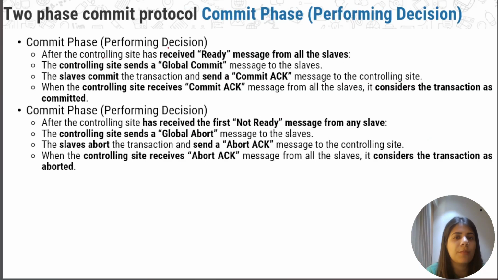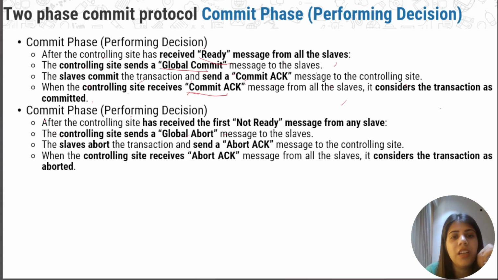The commit phase, which means the performing decision phase: after the controlling side, which is the coordinator, has received the ready message from all the slaves, the controlling side sends a global commit, which means now everyone has to perform the commit, and it is sent to all the slaves. The slaves commit the transaction and then send an acknowledgement, which means a commit acknowledge message, to the controlling side. When the controlling side receives the commit acknowledge message from all the slaves, it considers that the transaction is now committed, which means it's completed.